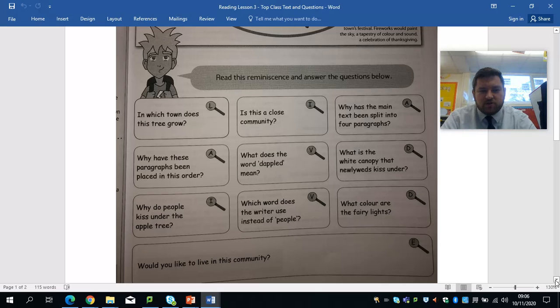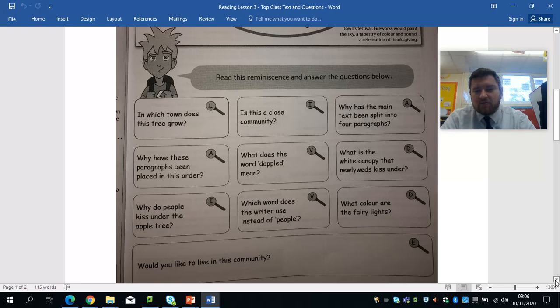As you look at these questions, remember to reflect on the letter in the corner. So our first question, in which town does this tree grow, is a literal question. We're looking for the name of a place, so capital letters might indicate a proper noun being used, and that might be where we get our answer from. Question 2 has an I next to it, so we're looking at an inferential question. This is where we are going to need to use our APE approach.